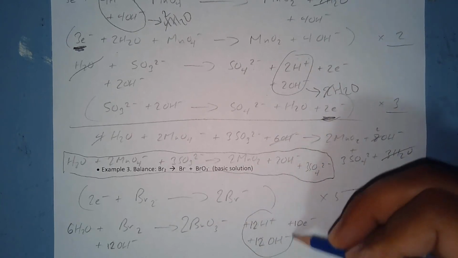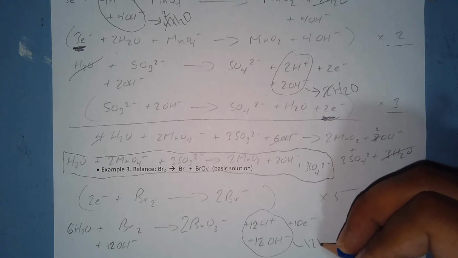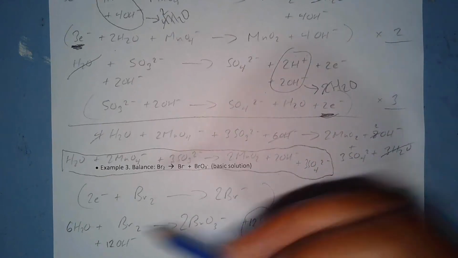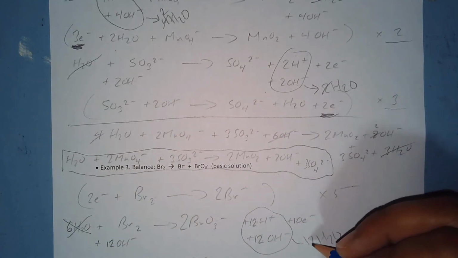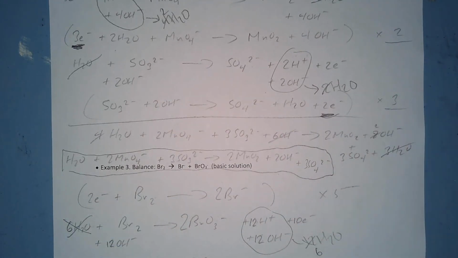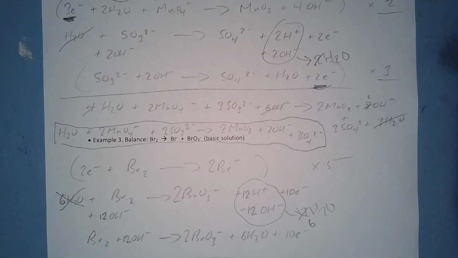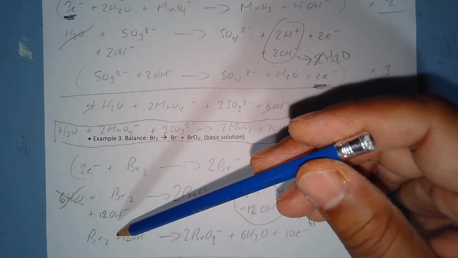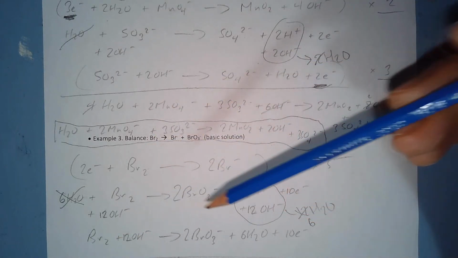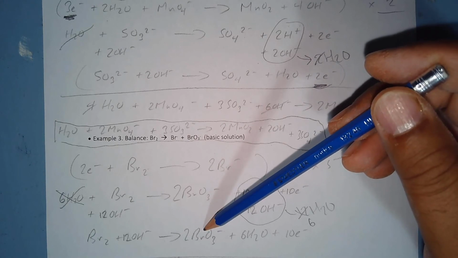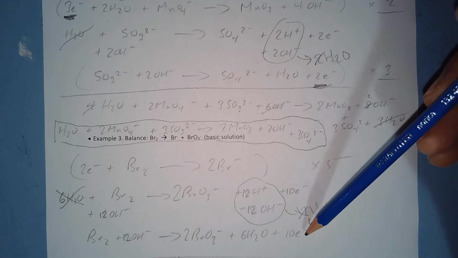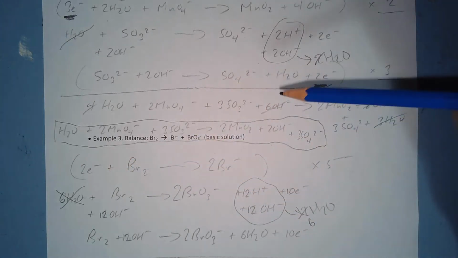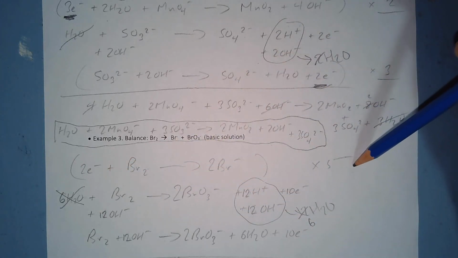So again, this will form 12 waters, and you've got 6 waters here that'll go away, and then this will become 6. Okay, and so here you are, Br2, 12 OH minus, and we've got 2 BrO3 minus plus the 6 waters and the 10 electrons. So this is 10 electrons. That's 2 electrons. So all we have to do is multiply the first reaction by 5.